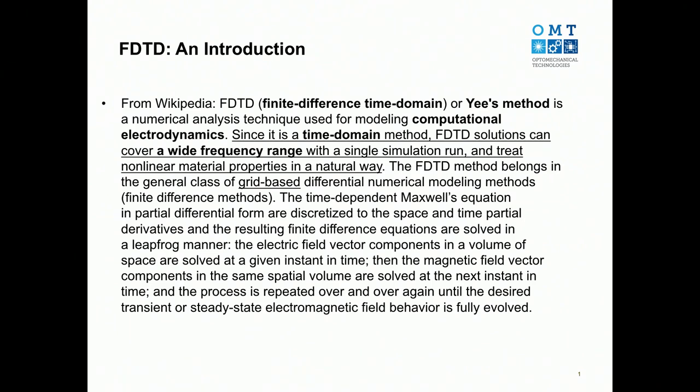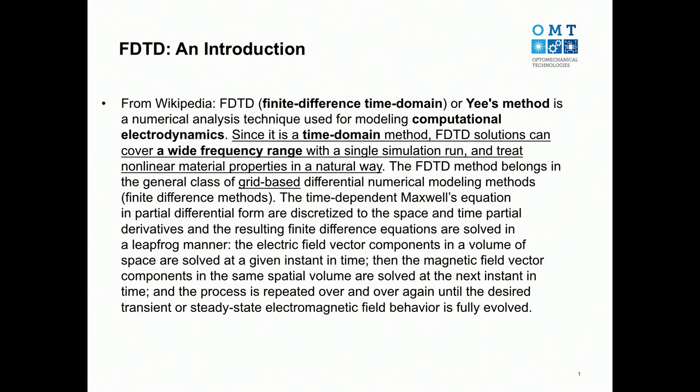You get an E field based on the knowledge of the magnetic field, and then you solve the magnetic field based on your E field, and then you move to the next time step. So it's really step by step, like you watch in a movie, you see how the field is moving. You solve the time-dependent Maxwell equation in partial differential form, discretized in space and time. You solve the electric field vector components in a volume of space at an instant in time, and then the magnetic field, and then you move to the next time step.